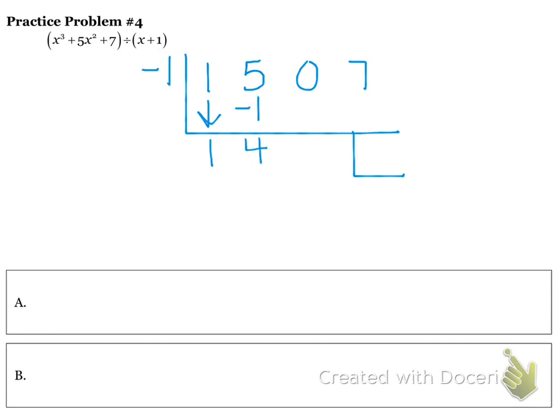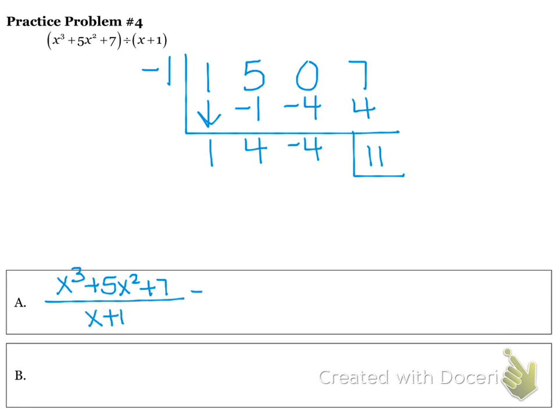-1 times 4 is -4. Added to 0 is still -4. And then we have -1 times -4, which is +4, added to 7, so we get 11 as our remainder. So we have our dividend, x cubed plus 5x squared plus 7 divided by x plus 1, which is equal to our quotient, which is a quadratic, x squared plus 4x minus 4, and then we add that remainder of 11 over x plus 1.